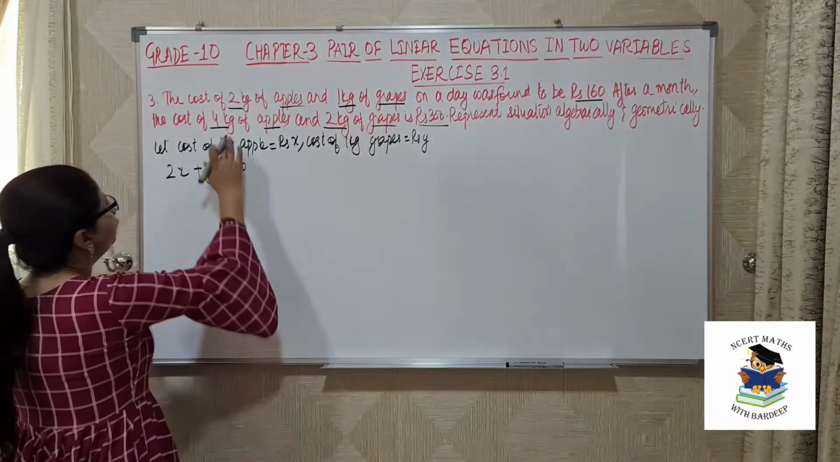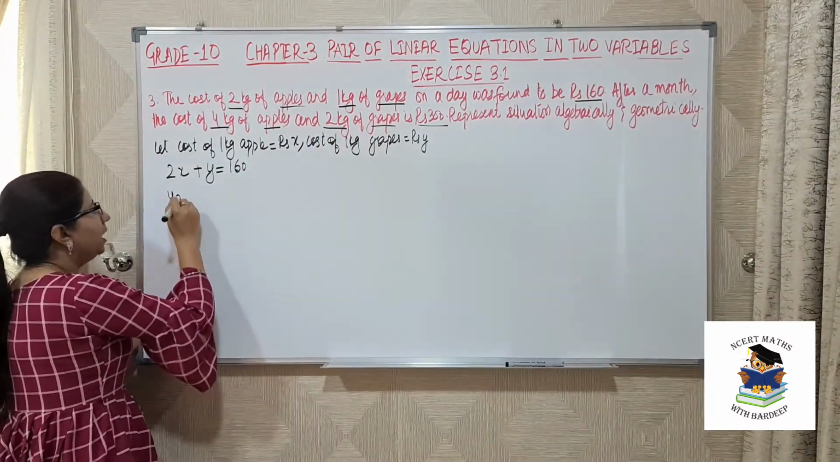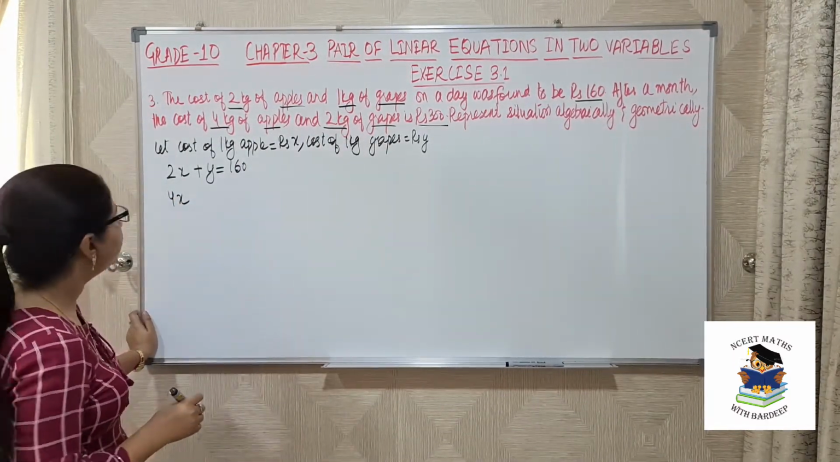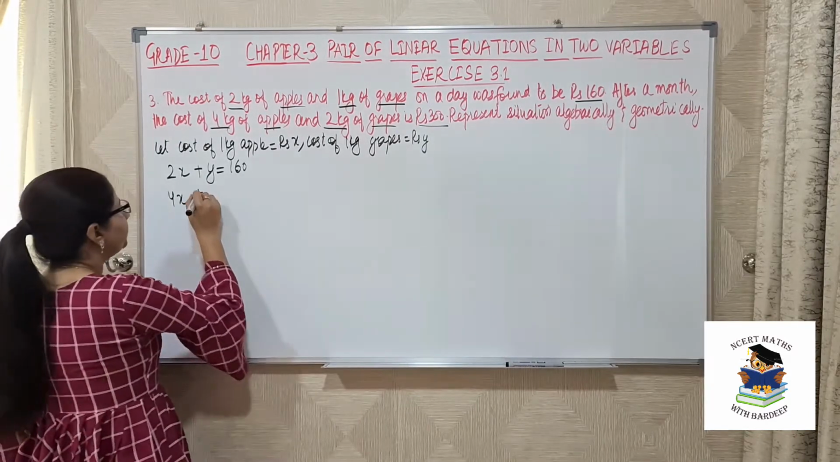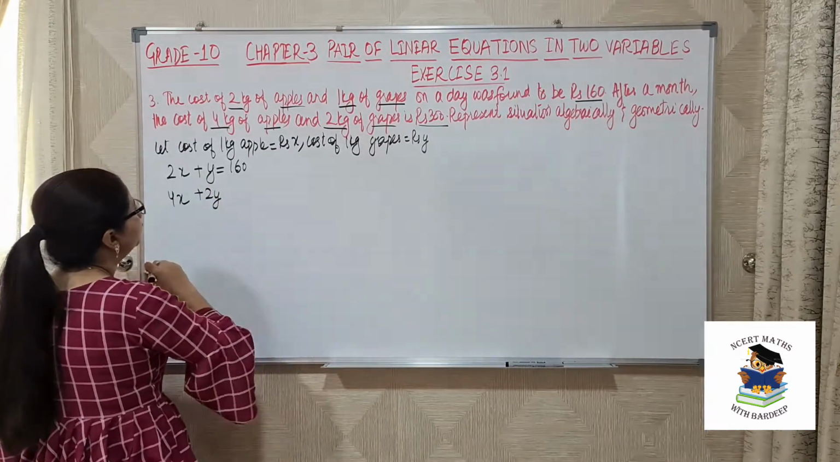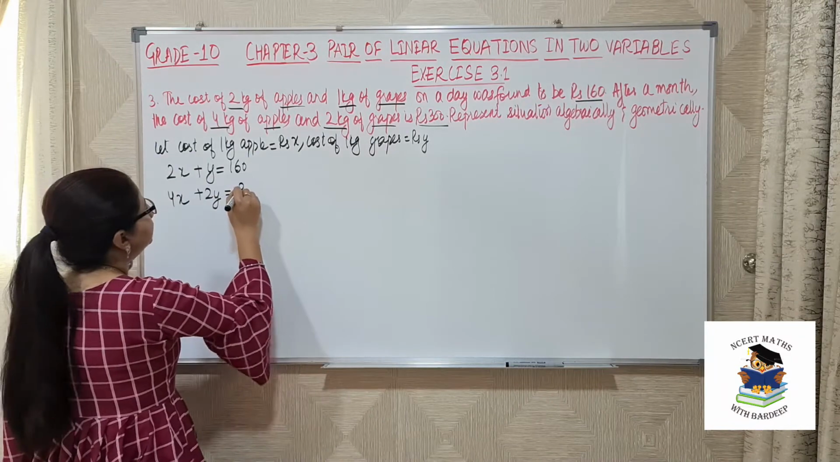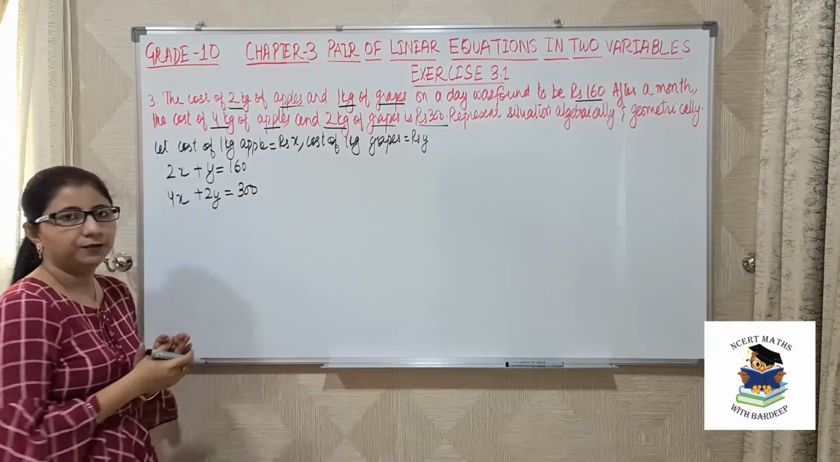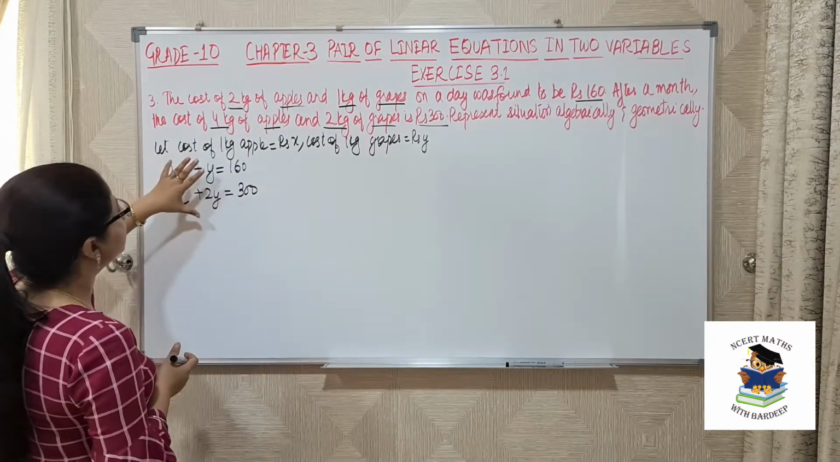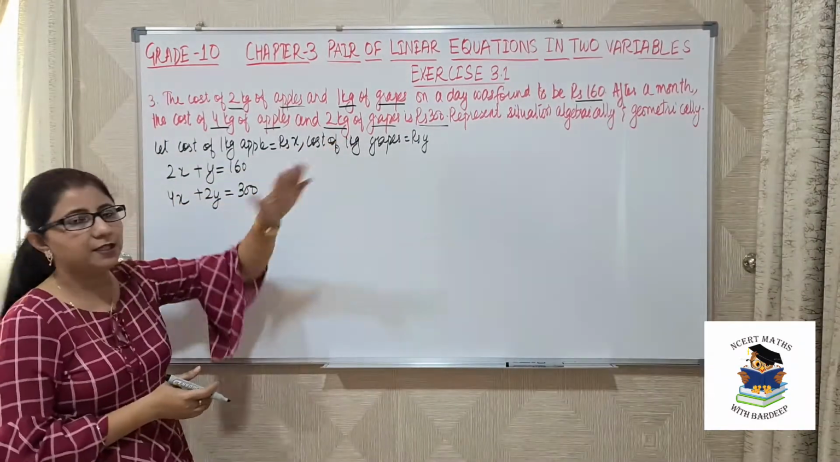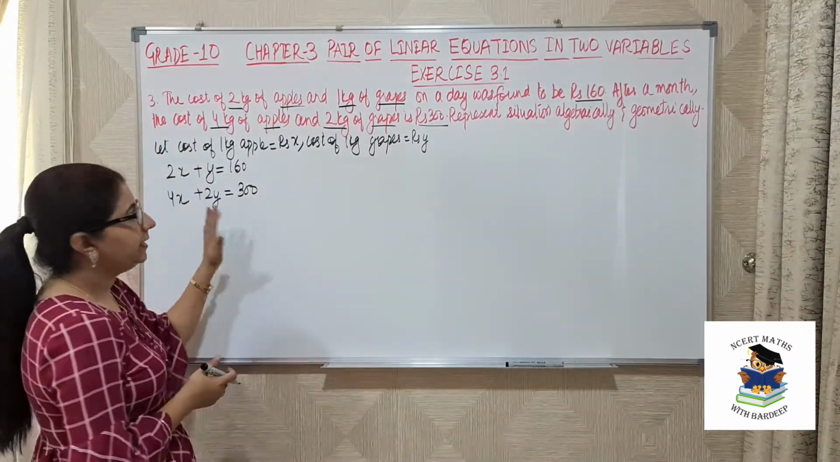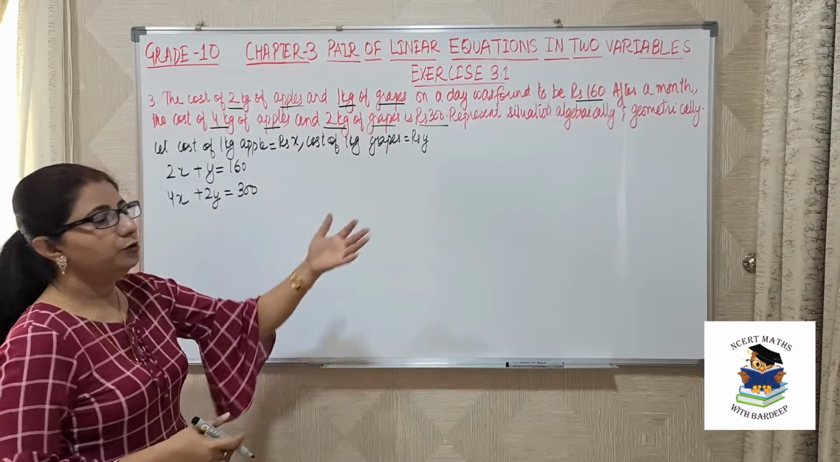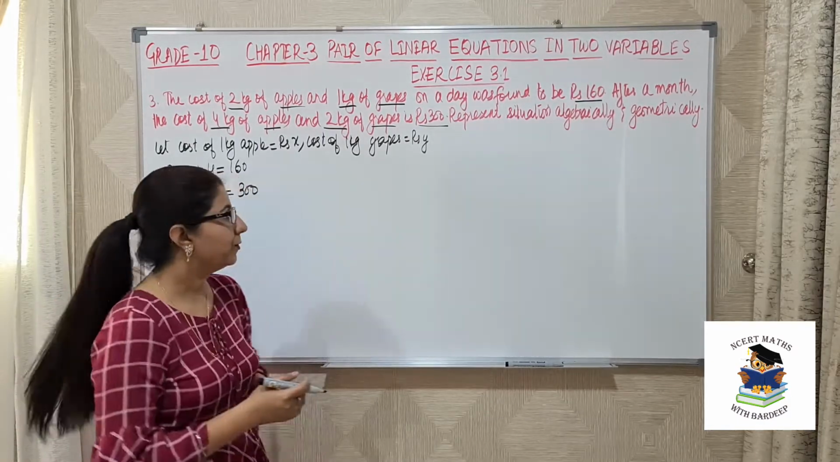Second is the cost of 4 kg of apples. So now I have to pay 4 times of x, and 2 kg of grapes means 2 times of y, and this is equal to 300. Okay. So this is how we will frame equations, that is algebraic part is done. So now let's first make their tables to plot their graph.